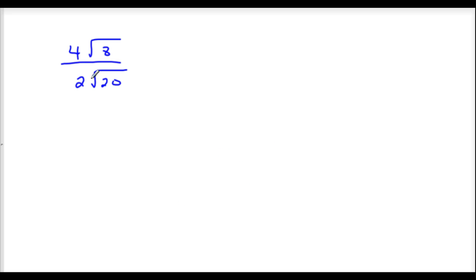Okay, 4 radical 8 over 2 radical 20. Okay, I can start simplifying the radicals, but before that, can I simplify anything else? What can I simplify? Yeah, I can do 4 and 2. This will turn into 2 over 1. Radical 8 and radical 20, can I simplify that? What can I divide both 8 and 20 by? 4. So I can divide both of these by 4, so I'm left with radical 2 on my numerator.